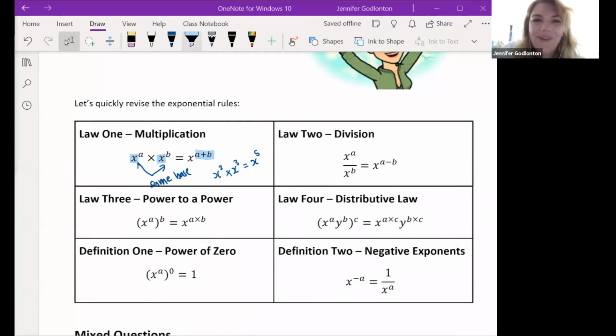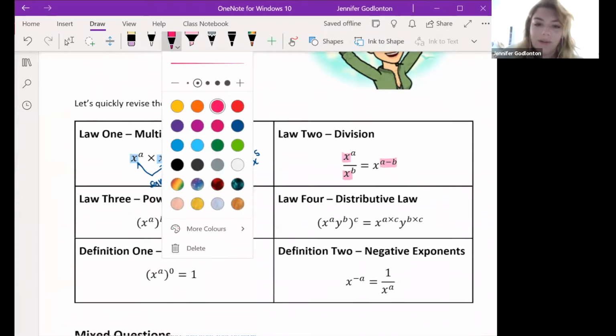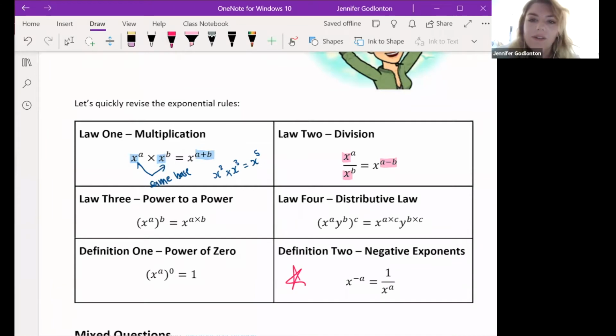All right. Law 2, we've got division. If we have something with the same base, again, these x's are the same as each other, then all we're going to do is take the one exponent and minus the other. And it doesn't matter if the one is bigger than the other. You can have a negative number because we're going to deal with that down here. So if I had x to the power of 6 over x to the power of 2, I'm going to say 6 minus 2, and I'm going to get 4.